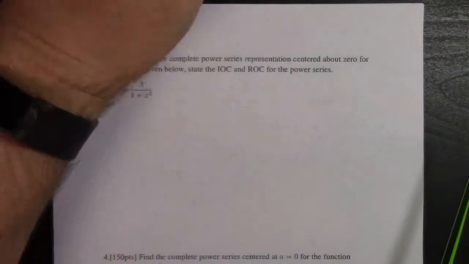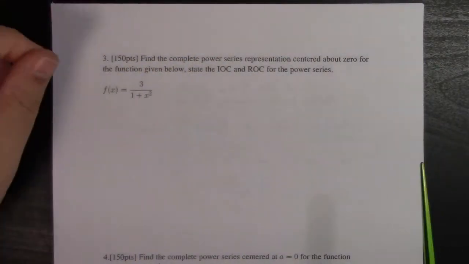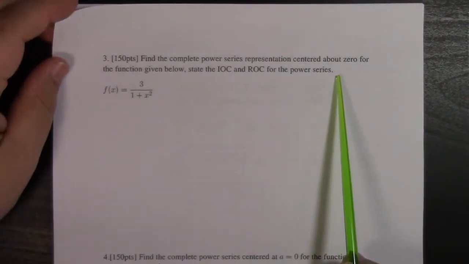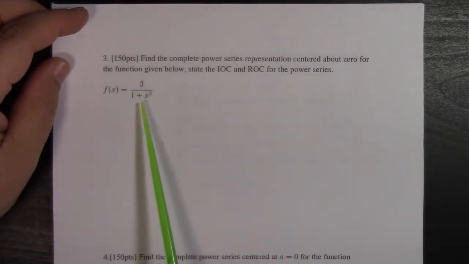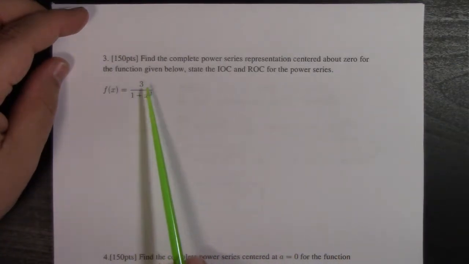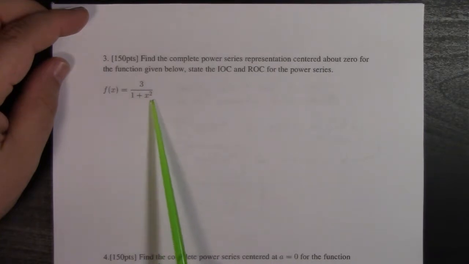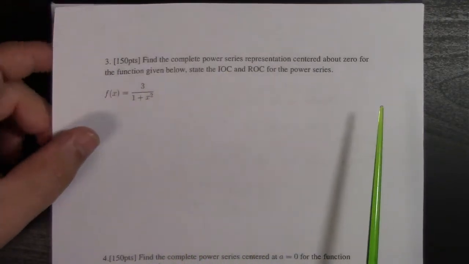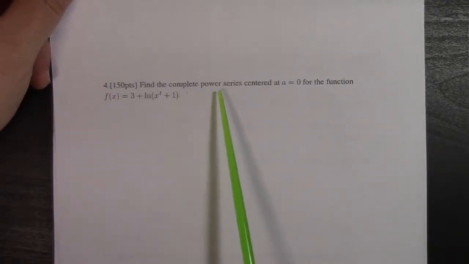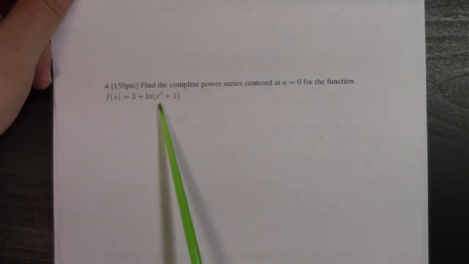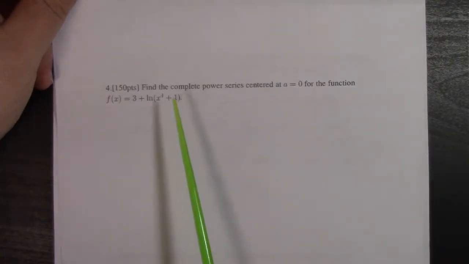Okay. Next up, find the complete power series representation about 0 for the function given below: 3 over 1 plus x squared. I look at this, I go, aha, geometric, a equals 3, and r equals minus x squared. And then I'm supposed to find the complete power series centered at a equals 0 for this function. Let's see what happens.